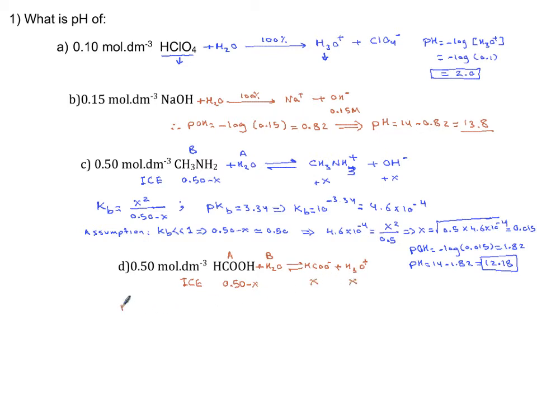It's an acid, so we need Ka. The equilibrium expression is x squared, products, over 0.5 minus x. We go to the data booklet. The pKa of methanoic acid is given to us in the data booklet, which is equal to 3.75. We find Ka, which is 10 to negative 3.75, and that's 1.8 times 10 to minus 4. We make our assumption.